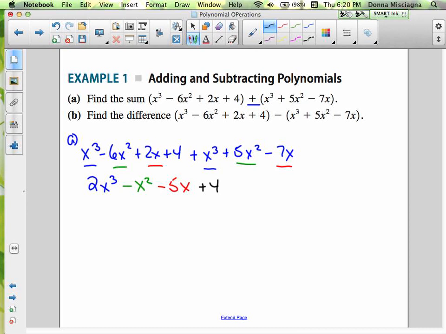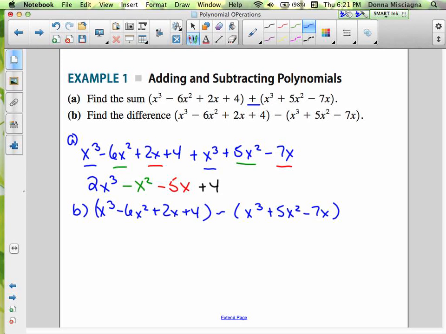And there we go. That's all there is to adding. You just add the like terms. And I'm sure this is review. Let's do the second one. All right, so we have x cubed minus 6x squared plus 2x plus 4. This time I'm going to write the parentheses because I need to distribute that negative sign. Minus x cubed plus 5x squared minus 7x.